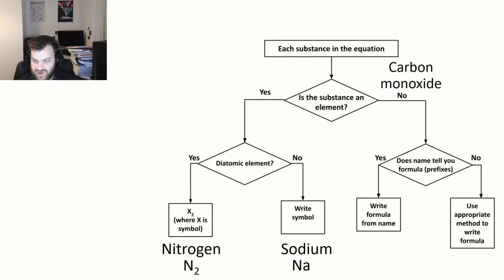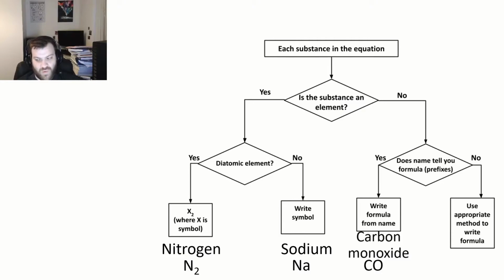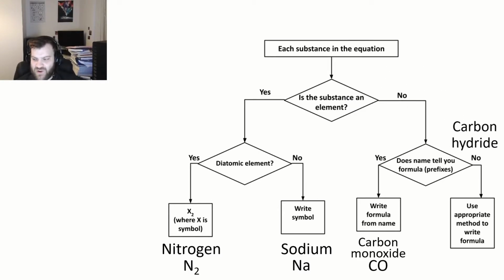Going back to carbon monoxide, the name does tell us what we've got, and our formula would be written as CO. For a chemical such as carbon hydride, which is not an element, but its name does not tell us how many of each atom there is present in it, we'll have to use the valency crossover method.